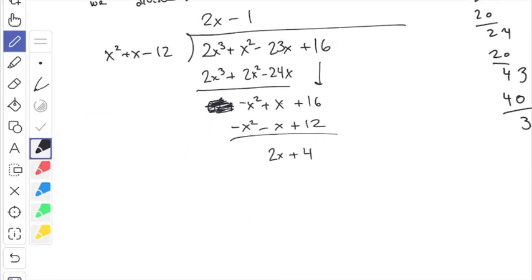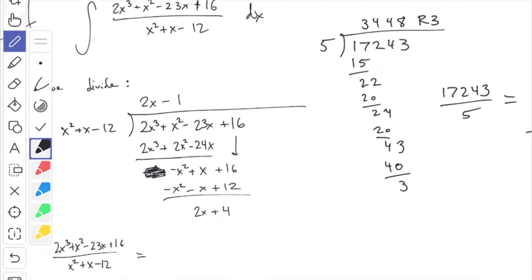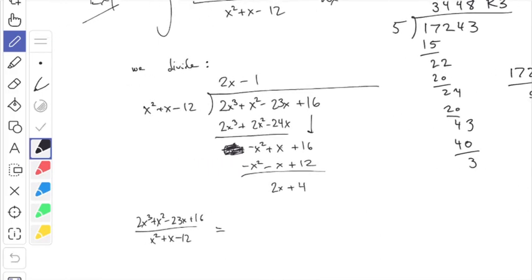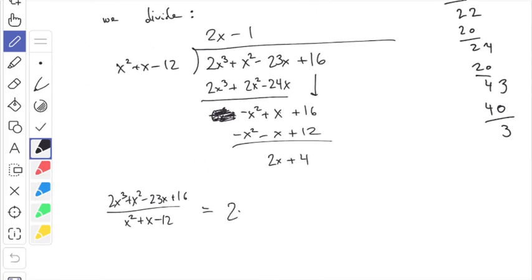And to write the conclusion, it says 2x cubed plus x squared minus 23x plus 16 divided by x squared plus x minus 12 equals... I'm going to try and write this just the way that I did before. First of all, the answer is 2x minus 1 plus the remainder part, which is 2x plus 4 over x squared plus x minus 12. And this is the end of the long division.